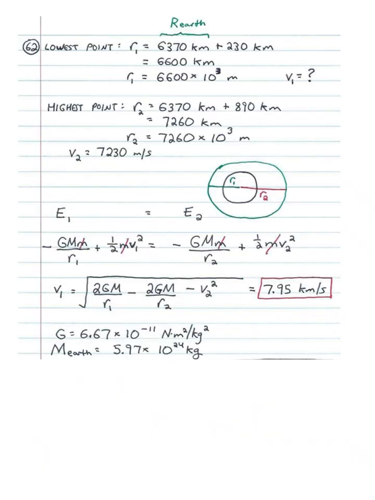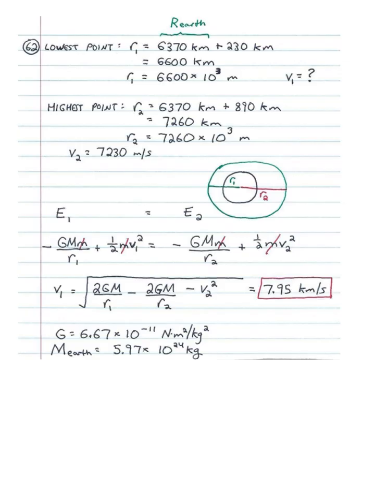Let's look now at number 62. A satellite is in an elliptical orbit at altitudes ranging from 230 to 890 kilometers. At its highest point, it's moving at 7.23 kilometers per second. How fast is it moving at its lowest point?